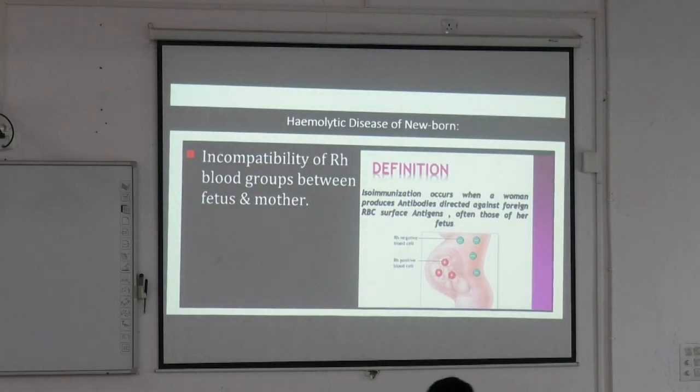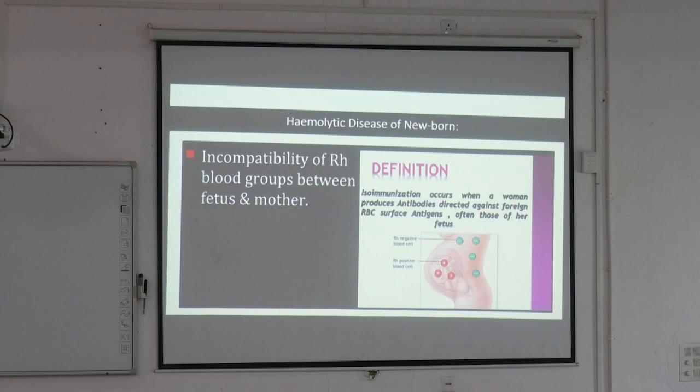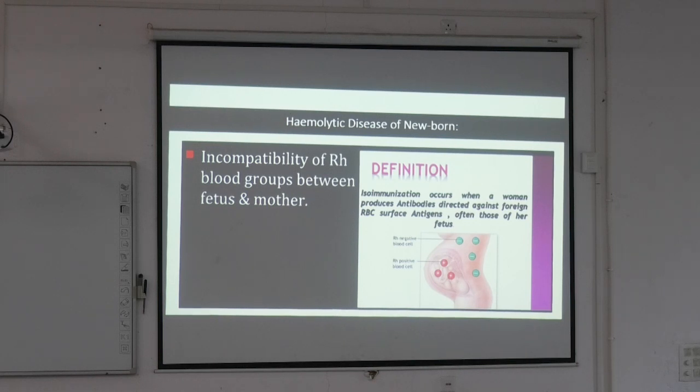So hemolytic disease of newborn or HDN is a favorite asked topic both in theory as well as practical examination, and it is a very dangerous clinical outcome in routine practice. So it must be taken care of at any level, whether it is PHC level or a tertiary center, super specialty hospital, anything. So, incompatibility of Rh blood group between fetus and mother. Isoimmunization occurs when a woman produces antibody directed against foreign RBC antigen, which surprisingly is of her own fetus.